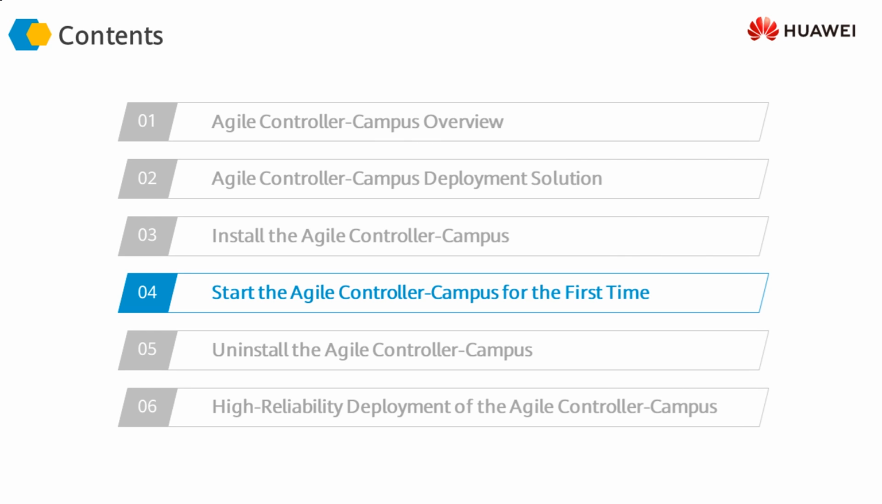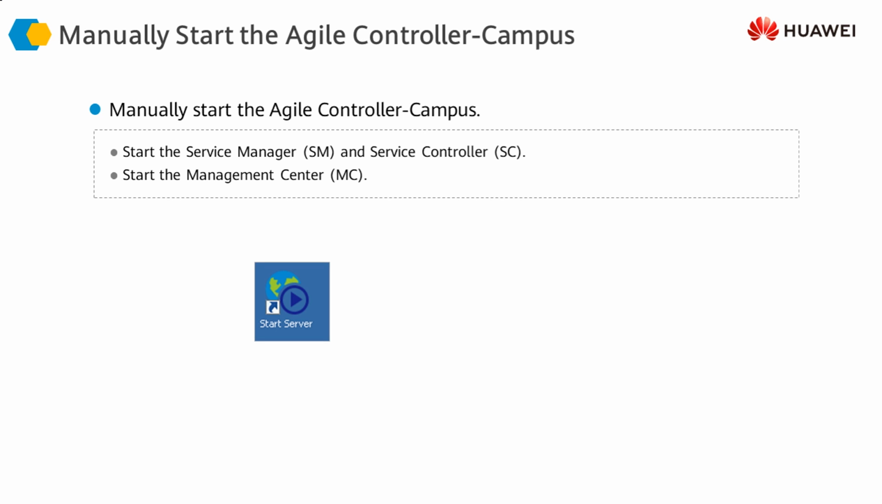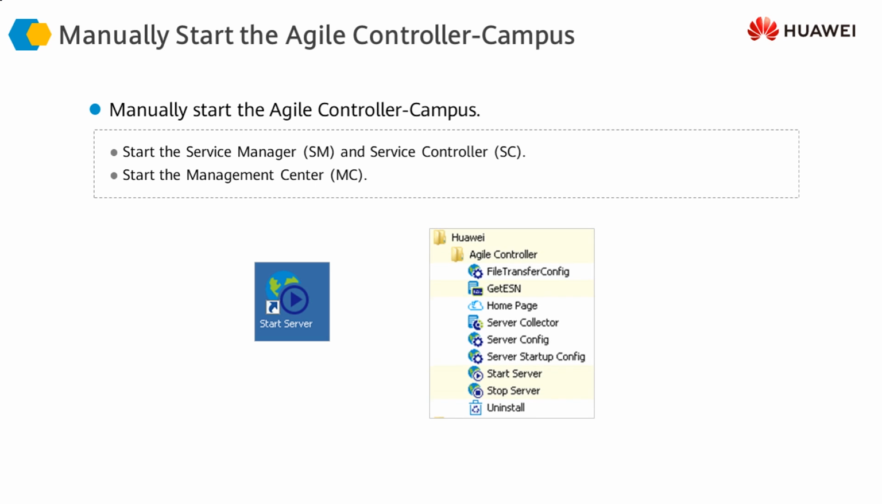In this video, we are going to look at the process of how we first start our Agile controller. Once we've done the installation, we have the start server icon on the desktop. We click this icon, or we can go through the start menu and do the start server from here as well. Either way, the Agile controller starts in the background, and we can access it using a web browser.